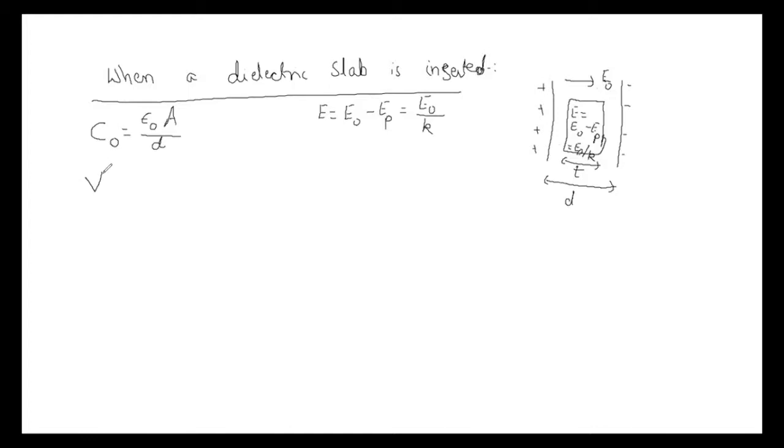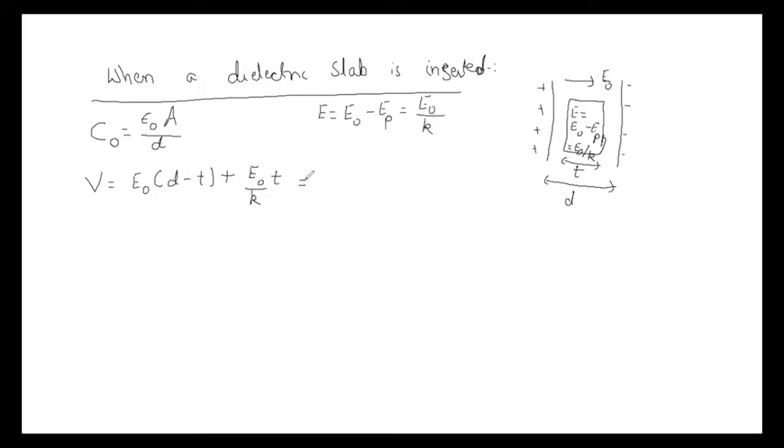So the potential difference between the plates will be given by E naught, which is existing for D minus T distance. Potential is electric field into the distance. So E naught into D minus T. Now some electric field exists inside the dielectric slab, which is E naught upon K, existing for T distance. So this is the potential inside the dielectric slab, and this is the potential outside the dielectric slab, that is for D minus T distance.